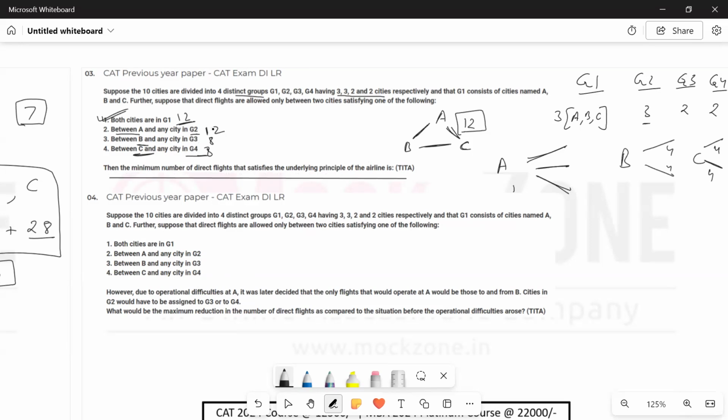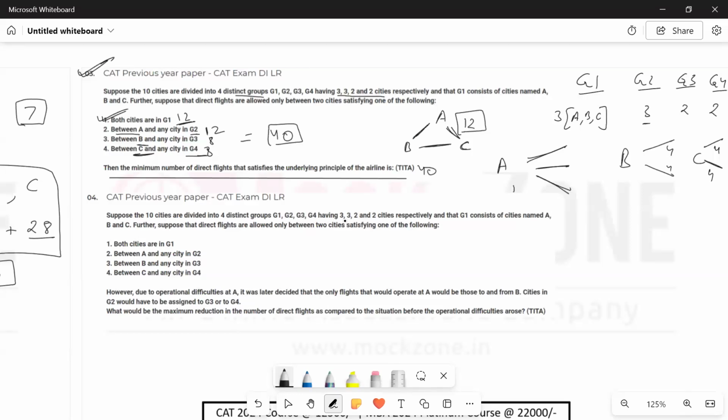Then the minimum number of direct flights that satisfy the underlying principle of the airline is the sum: 12 plus 12 plus 8 plus 8, which is how much? 24 plus 16, 40. So what will the answer be? 40. Pretty simple again.